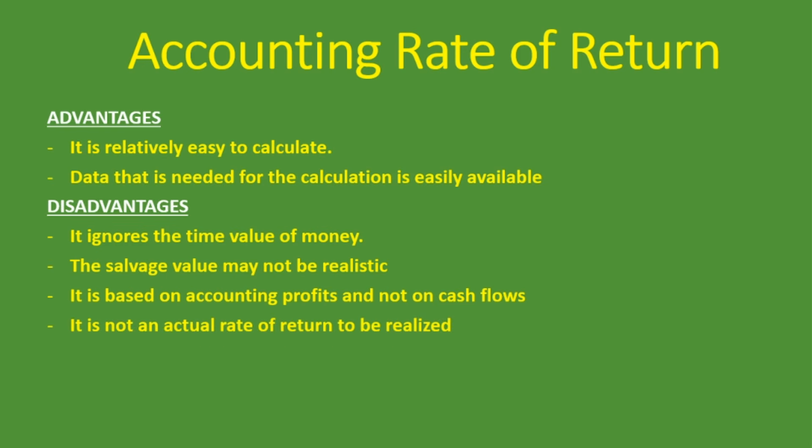Another one, it is not an actual rate of return to be realized. So it doesn't mean, like for that example, we got 27.11%. It doesn't mean that you're getting an actual return of 27.11% based on these other disadvantages that we have mentioned. I hope this lesson has made sense and you are now able to do the calculation for the accounting rate of return on your own.